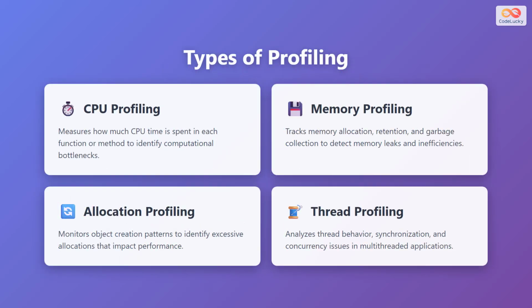There are 4 main types of profiling you should know about. CPU profiling measures how much CPU time is spent in each function or method to identify computational bottlenecks. Memory profiling tracks memory allocation, retention, and garbage collection to detect memory leaks and inefficiencies. Allocation profiling monitors object creation patterns to identify excessive allocations that impact performance. Finally, thread profiling analyzes thread behavior, synchronization, and concurrency issues in multi-threaded applications. Each type serves a different purpose and helps you understand different aspects of your application's performance.